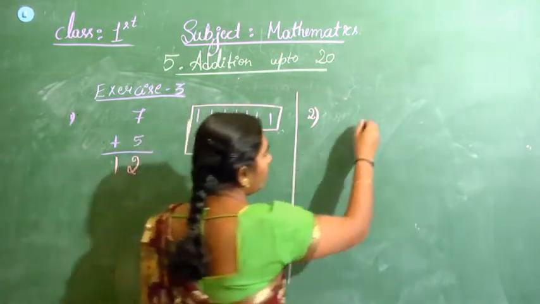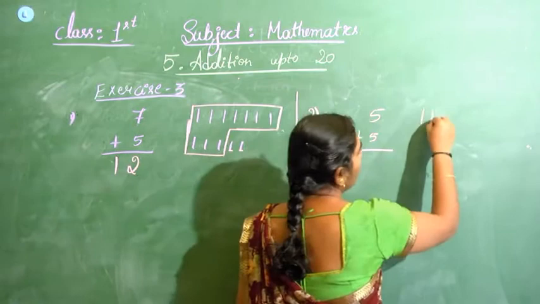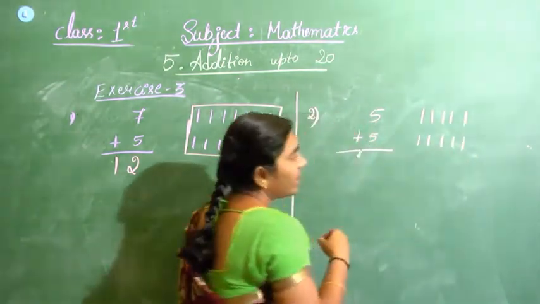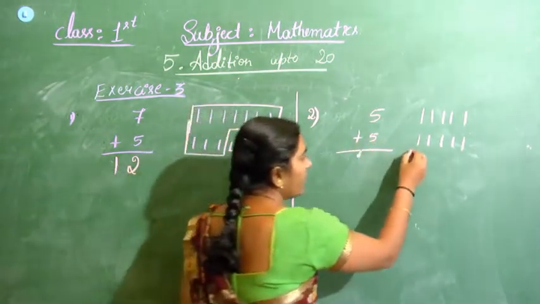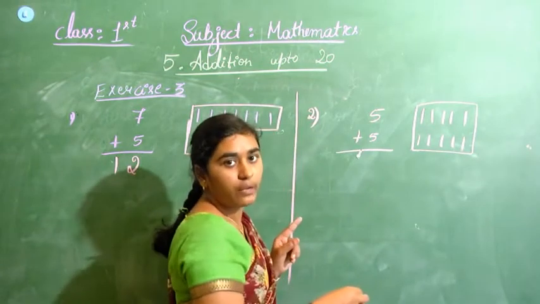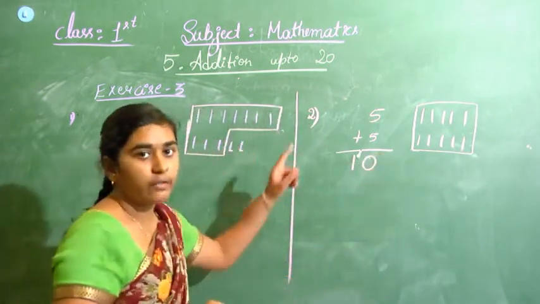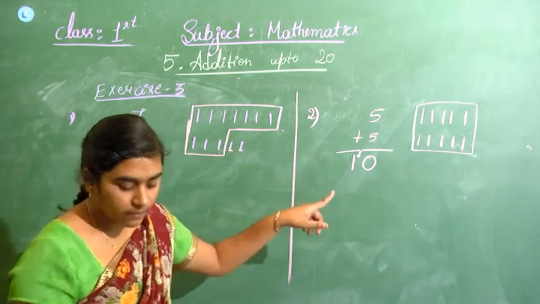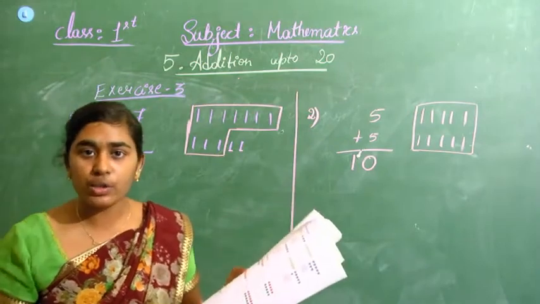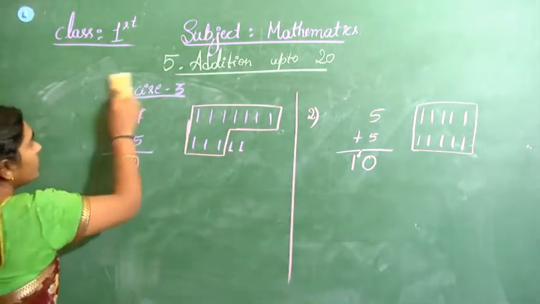Second one is 5 plus 5. 5 is the number, so draw 5 lines. Again 5 lines. Now make a bundle of 10. As you know, 5 plus 5 is 10. How many are remaining outside the bundle of 10? Nothing is left out. So the answer is 10 itself. 5 plus 5 is 10. Like this you need to solve. Even in the second one. Exercise 4 is also similar to this. Same questions in exercise 4 also.